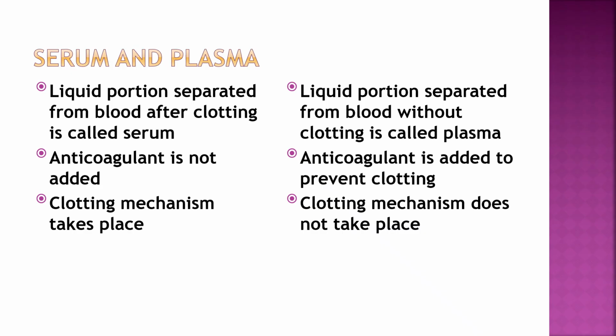Plasma is used mainly for blood coagulation tests like PT, PTT, APTT, or blood sugar tests, where a fluoride bulb is used, and for blood coagulation tests a citrate bulb is used.